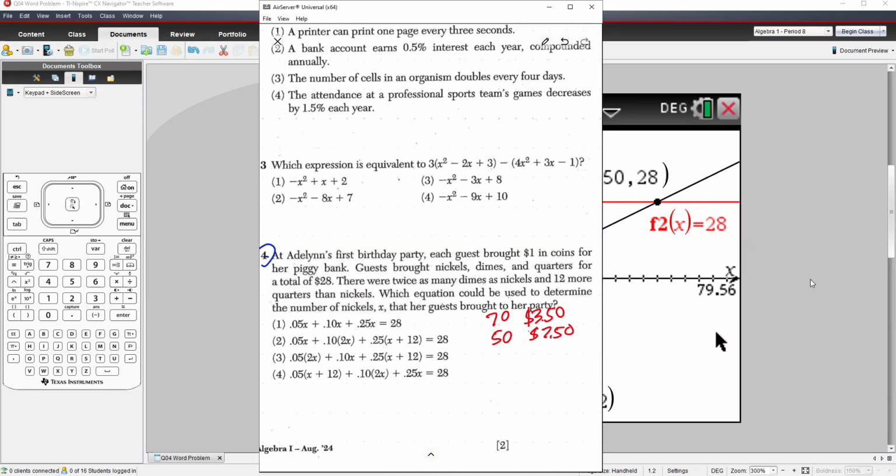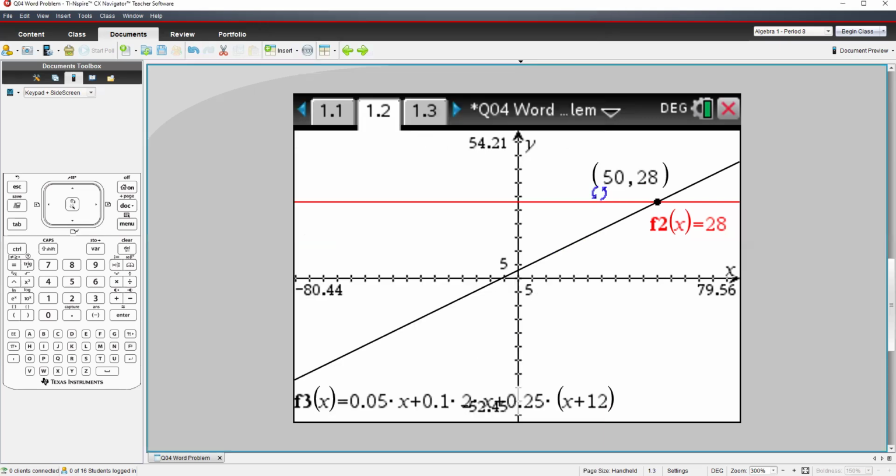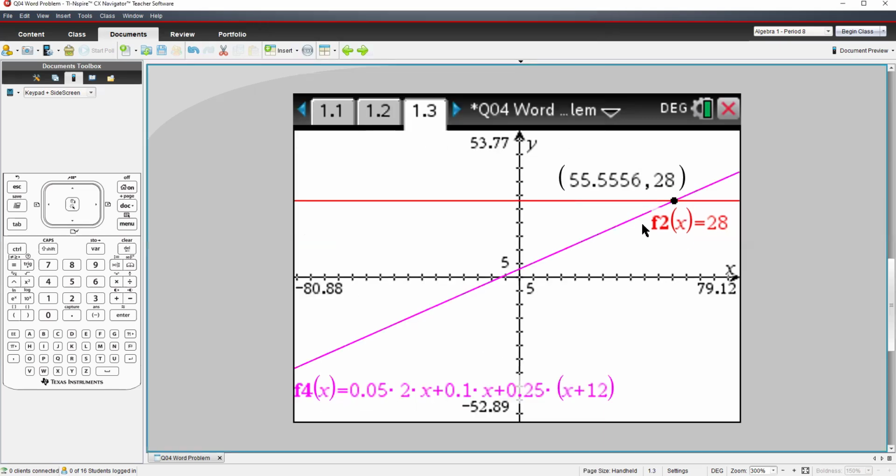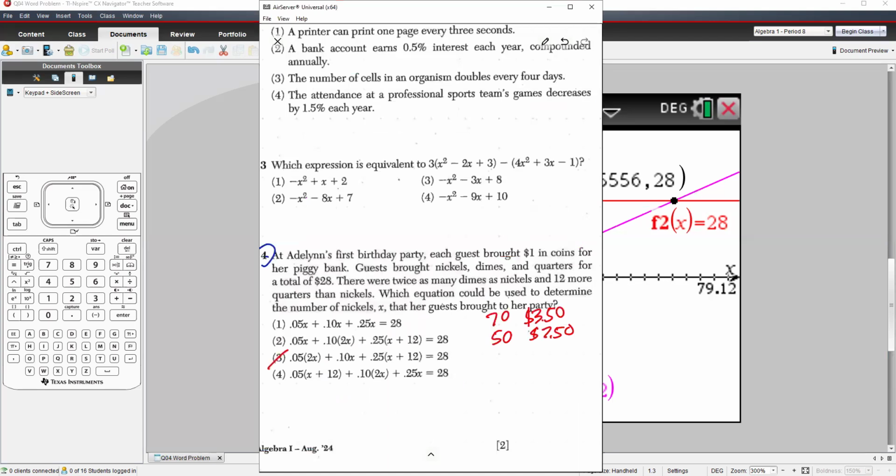So now look at the next one. When I found the intersection, it says the number of nickels was 55.5555555. Anyone who knows word problems knows that there's no way that you can have a fraction of a nickel, right? So it's got to be an integer. The fact that this is a decimal means I can eliminate this as a choice. Without any checking, I know there's no way that I can have a fraction.